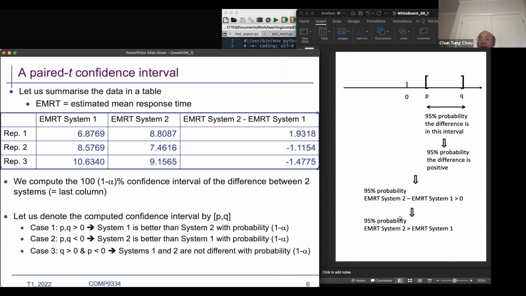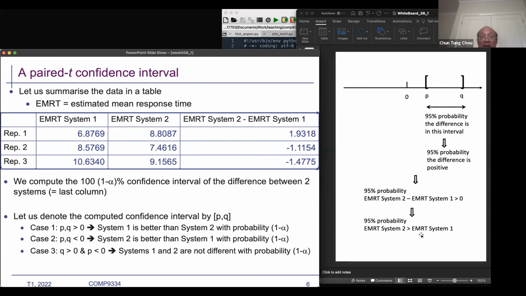Now, if the estimated mean response time of system 2 minus the estimated mean response time of system 1 is positive, then that is the same as saying the estimated mean response time of system 2 is bigger than the estimated mean response time of system 1. So the conclusion is there is a 95% probability that the estimated mean response time of system 2 is bigger than that of system 1. Now, what does it mean? Is system 1 better or system 2 better, if that's the case?